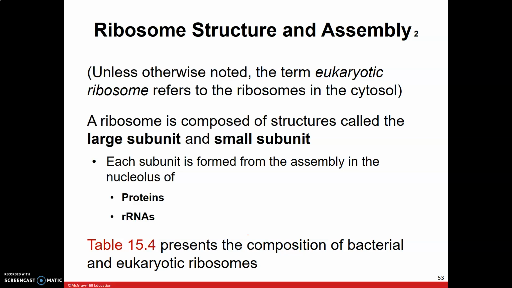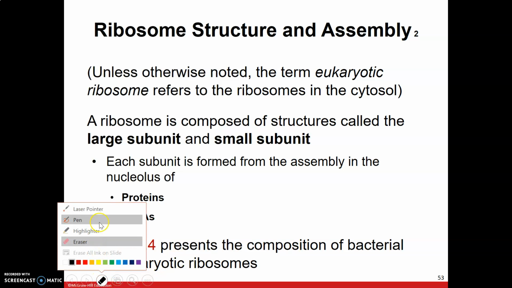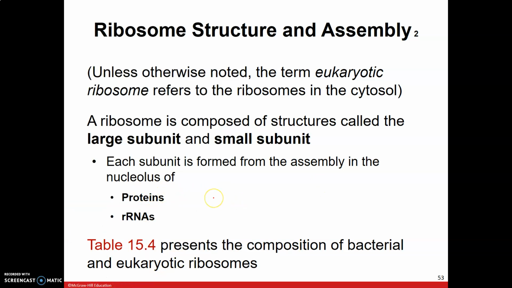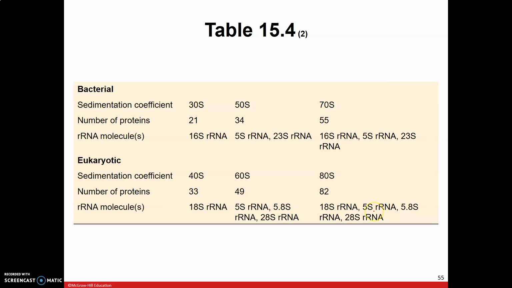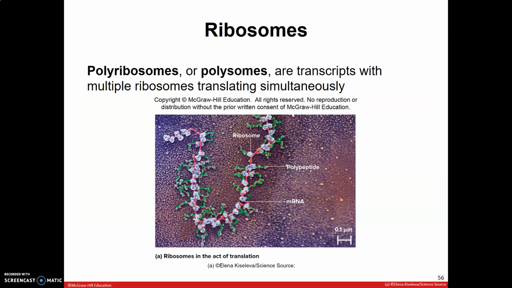Each ribosome, like I mentioned on the very first slide, has a large subunit and a small subunit. In addition to that, there are proteins and rRNAs associated with the formation of each subunit in the nucleolus. The nucleolus is the really dark spot in the middle of the nucleus, and that's where all the ribosomes are made. So here's the small subunit, here's the large subunit, and then assembled together, this is what they look like. We're not going to worry about sedimentation coefficients and how this was worked out. You can learn about that in the next genetics class that you take.